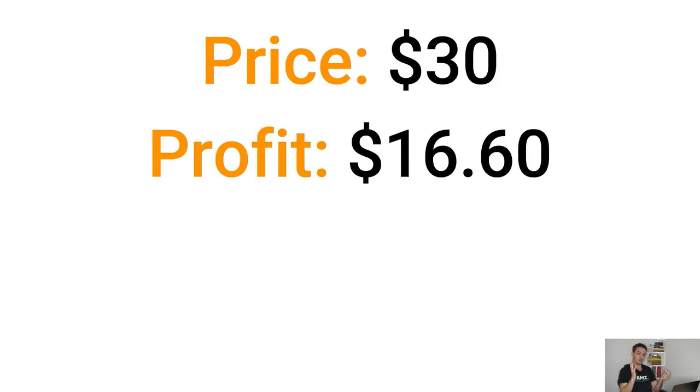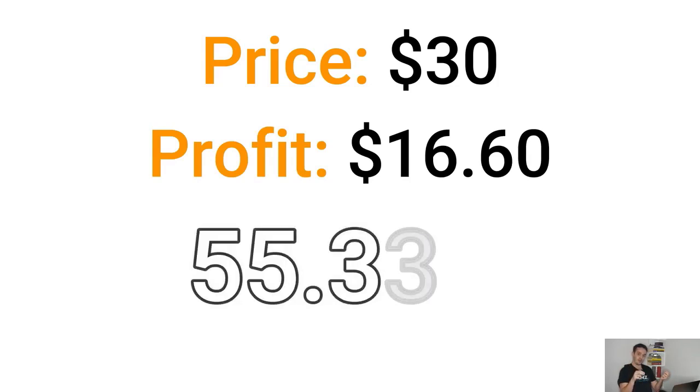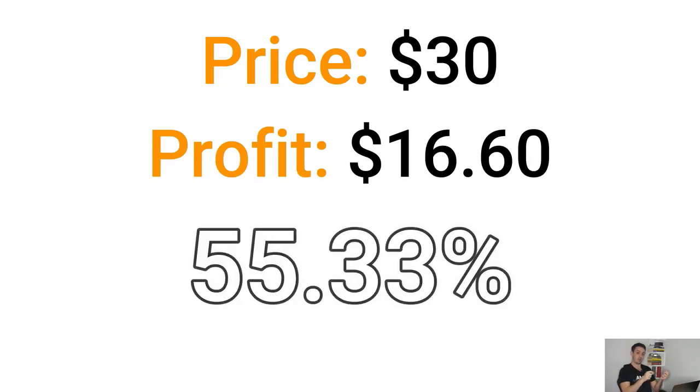So you sold a product for $30, your profit for that, once you take into account all of your costs, is $16.60, which is 55.33% of your selling price. So now you know that you can afford to run a PPC advertising campaign and spend up to 55.33% ACOS of your product's final selling price, and you would break even, meaning that you wouldn't make any money, but you also wouldn't be losing any money.